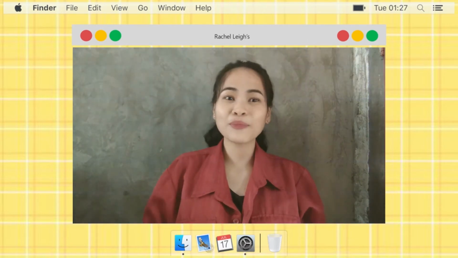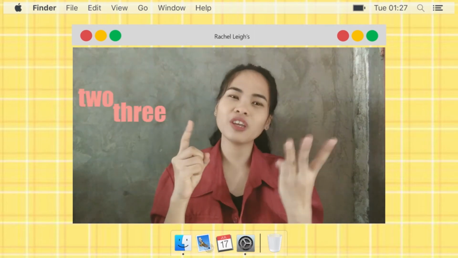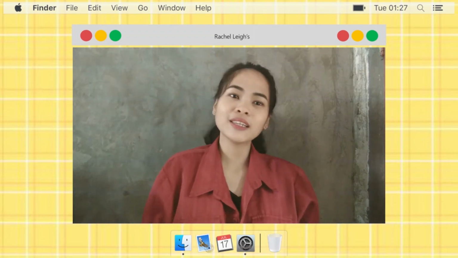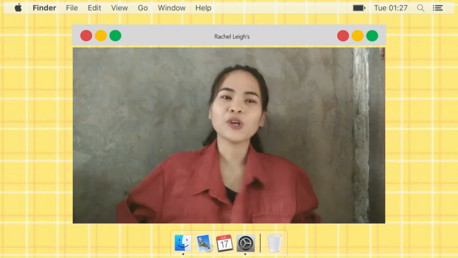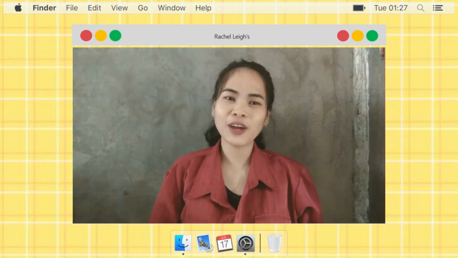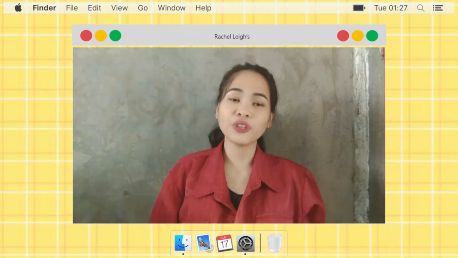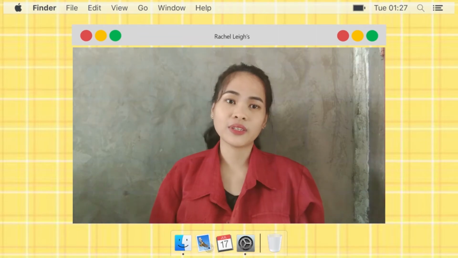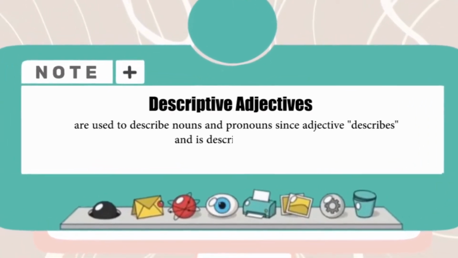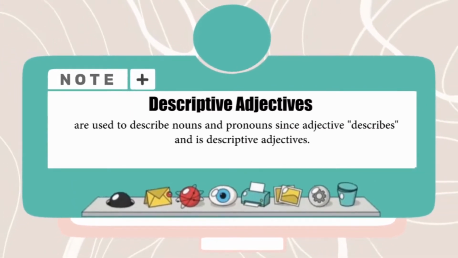And did you know that numbers can also be an adjective? Numbers such as 1, 2, 3, 4 are also adjectives. It is called a quantitative or number adjective, but we'll talk later about the different types of adjectives. But first, I'm going to talk about descriptive adjectives. Descriptive adjectives are probably what you think of when you hear the word adjective. Why? Because descriptive adjectives are used to describe nouns and pronouns.